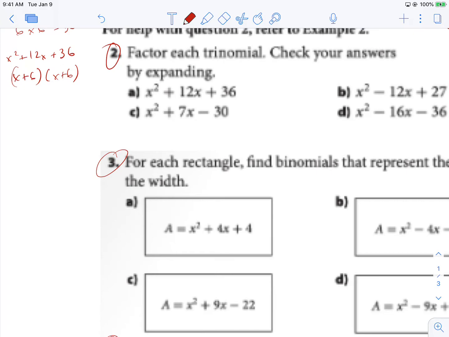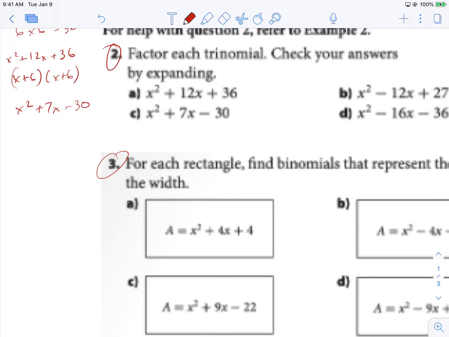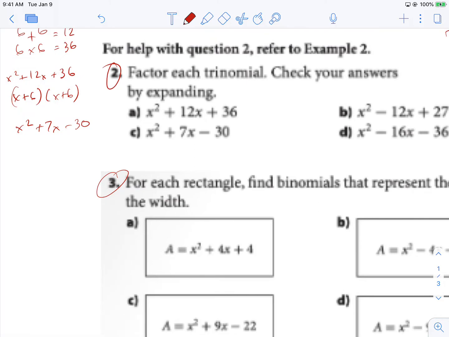Next we're on to C, and C is x squared plus 7x minus 30. So two numbers that will multiply to this and add to this. So what multiplies to negative 30? Well, definitely 10 and 3, and those look like a good fit for our 7 as well. But we need the answer to be positive. So that means we need to use x plus 10 and x minus 3. And that works really well.